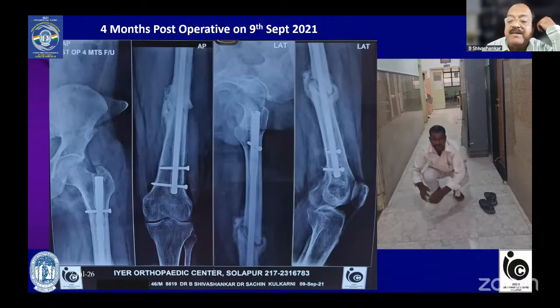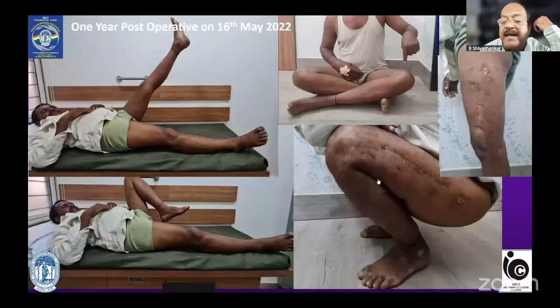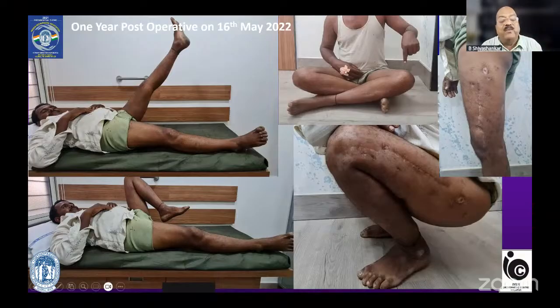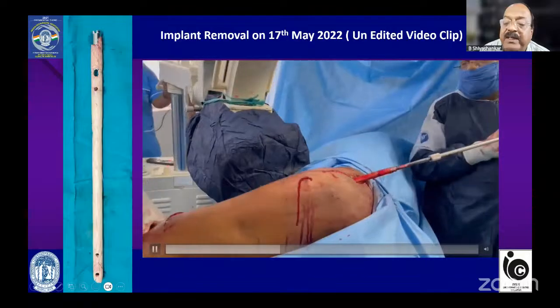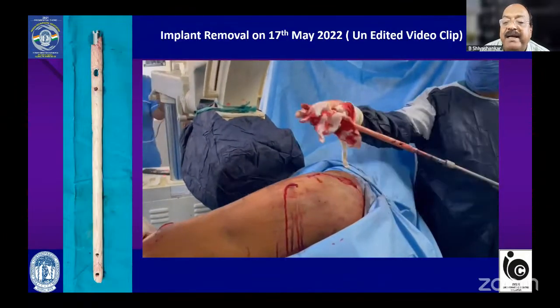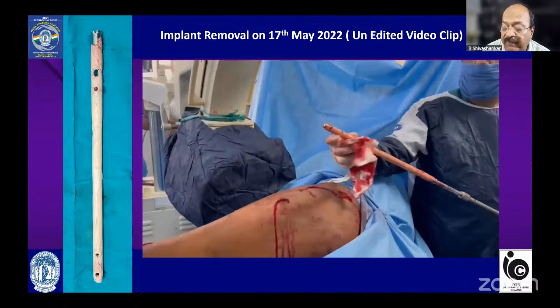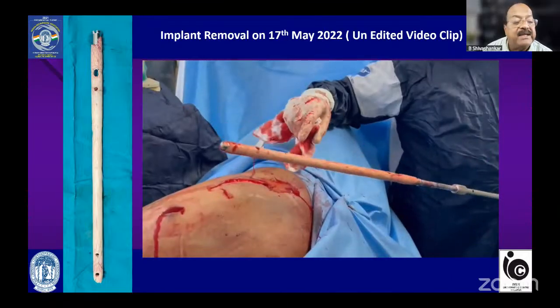This is on the day of implant removal. In this video I am showing implant removal. This is an unedited video. You can see that the whole cement comes out without any debonding. This is only because of the tip of the nail which I made a little larger. Because the tip of the nail has been made slightly larger, the bone cement will not get retained or slip off the nail. So that is the advantage of this.